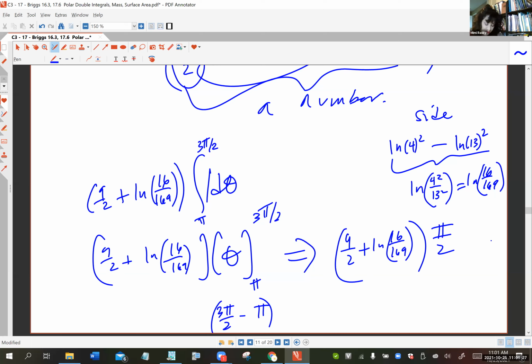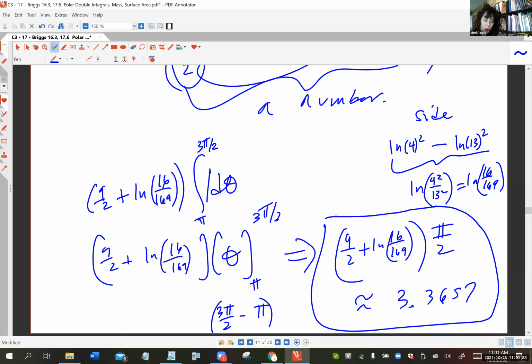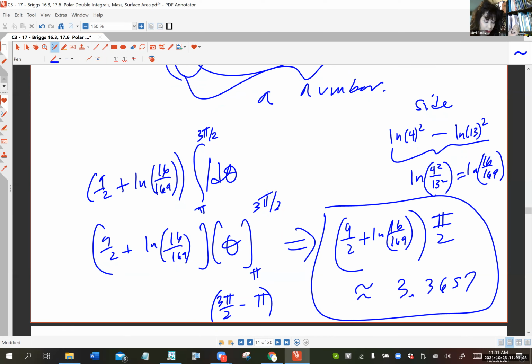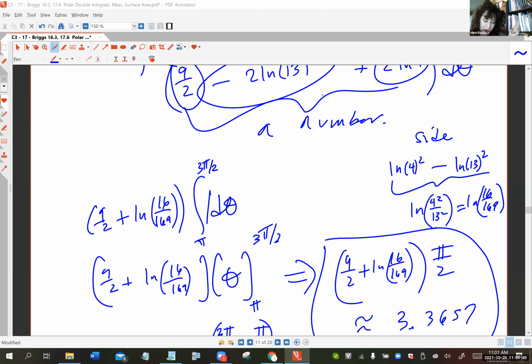That, which is approximately 3.3657. And we don't know if this is representing a volume or not. So I'm not going to put cubic units because they didn't say that. And I mean, it could, but who knows? Okay, and that concludes that example.